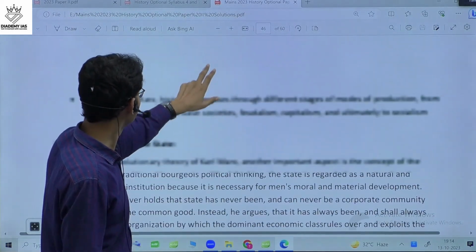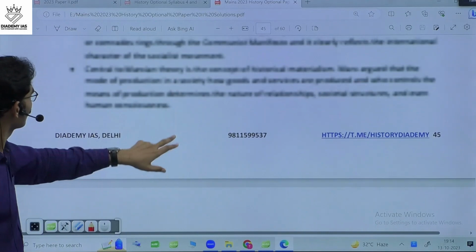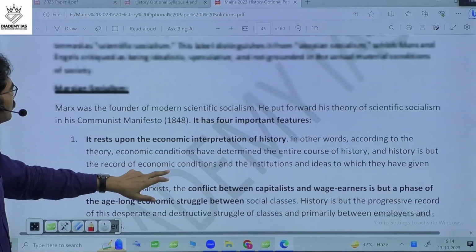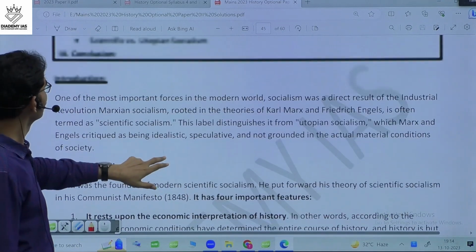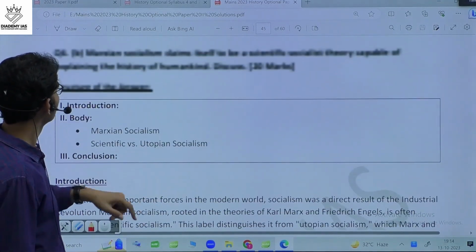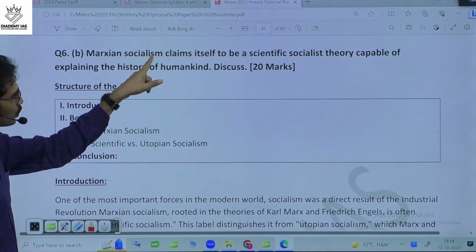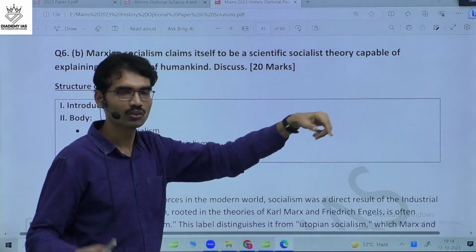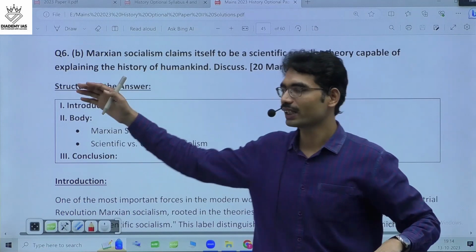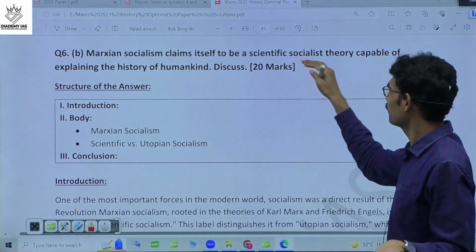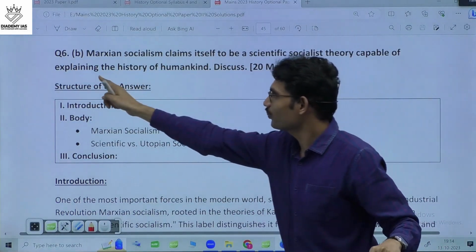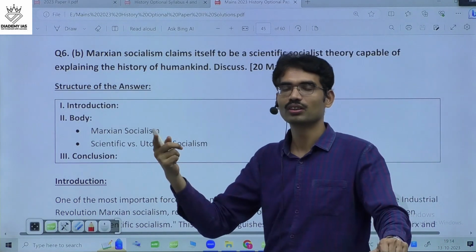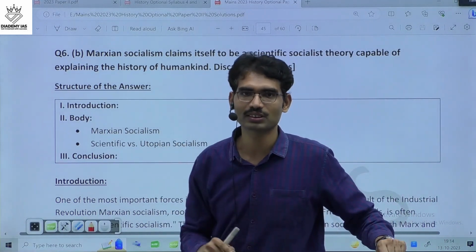What is the question? Marxian socialism claims itself to be a scientific socialist theory. Whatever this principle is, they claimed it to be a scientific socialist theory capable of explaining the history of humankind. So this is how they reinterpreted history.